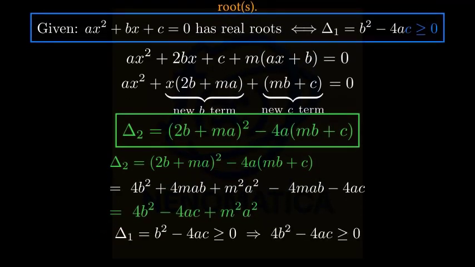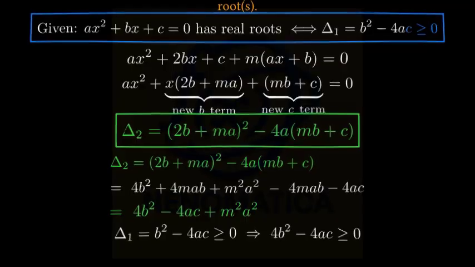Since delta 1 equals b squared minus 4ac is at least 0, multiplying by 4 preserves the inequality, so 4 times (b squared minus 4ac) is at least 0. Adding m squared a squared, which is non-negative, keeps it non-negative. Therefore, delta 2 is greater than or equal to 0.